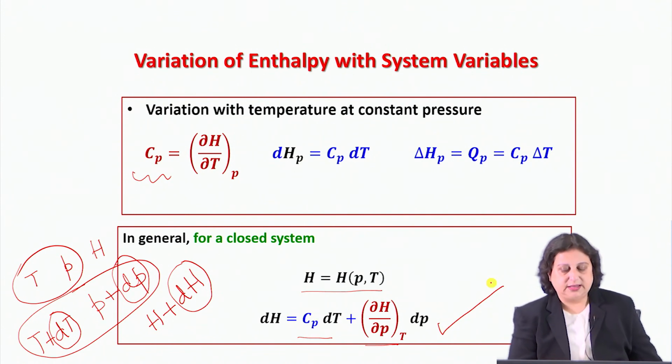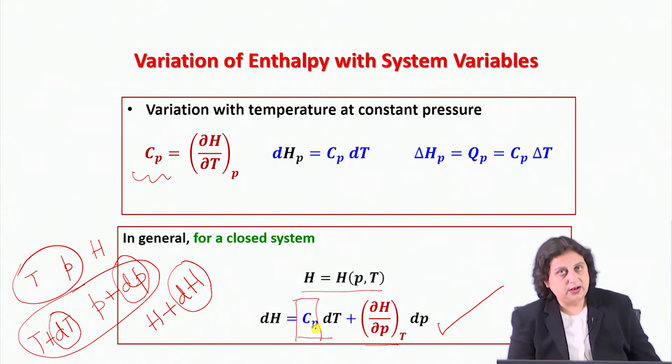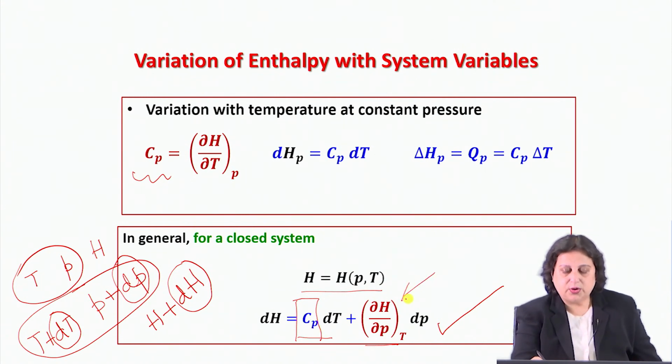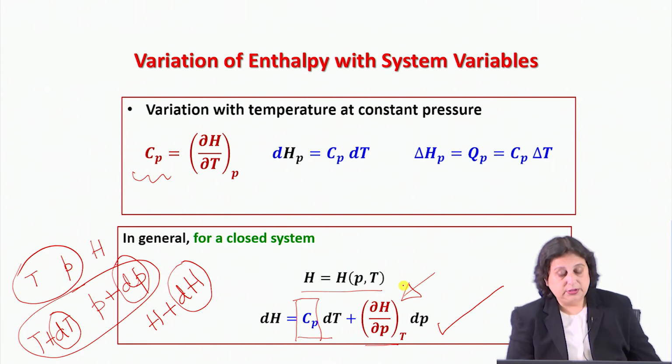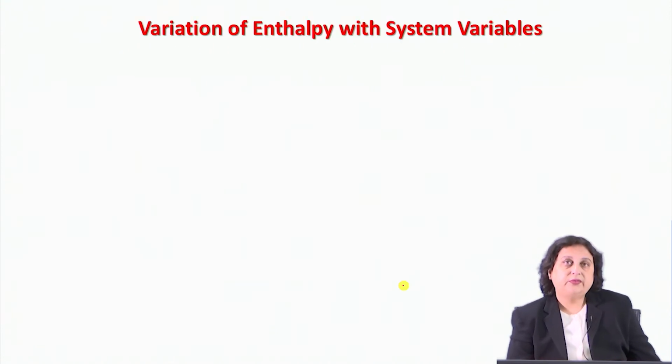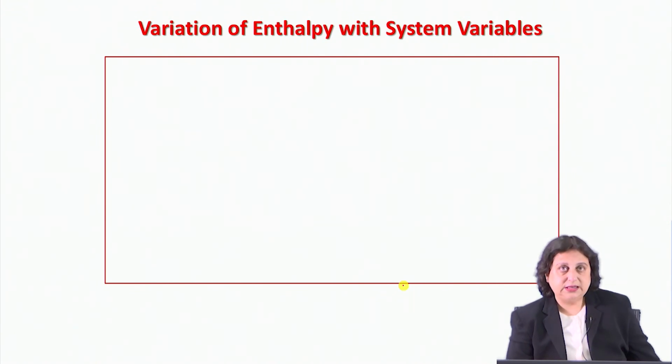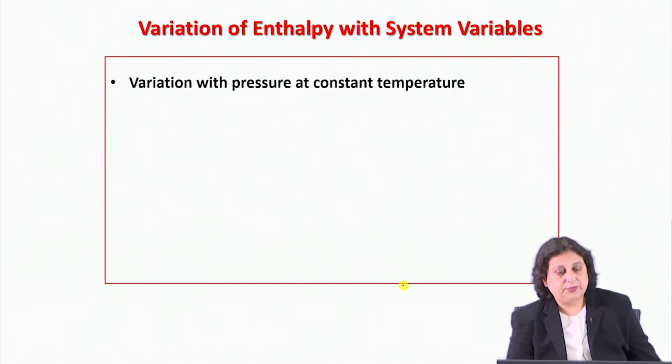I have already mentioned that the Cp values of different substances are quite well known in the literature. Therefore, if I can find out what this quantity is, I should be able to find the change dH for any change in temperature and pressure of any given system. In order to evaluate (del H / del P) at constant T, we are basically looking at the variation of enthalpy with pressure at constant temperature.